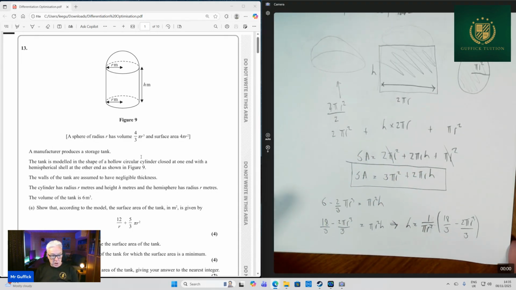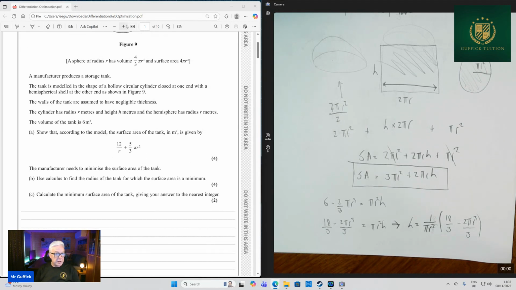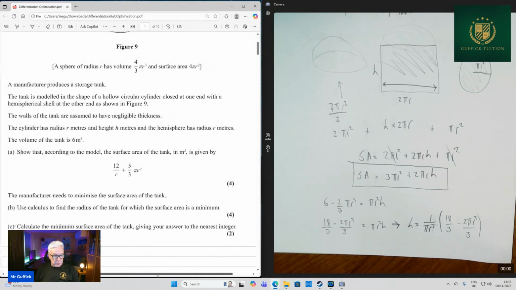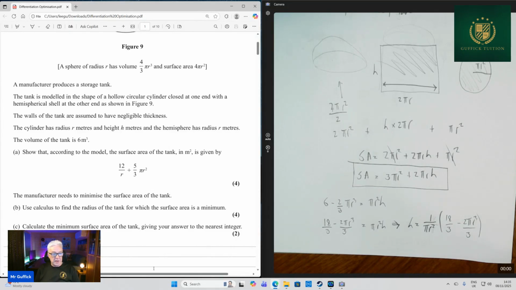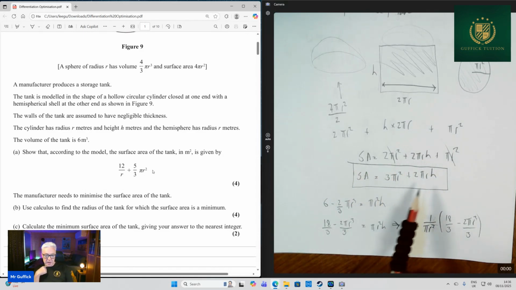Now we've got to try and show that the surface area is given by this expression here in the question. We've got to show that it is equal to 12 over r plus 5/3 pi r squared. The first thing to notice is this equation that we're aiming for has no h in it at all. So what we need to do here is find an expression for h and sub that in there in order to eliminate the h.